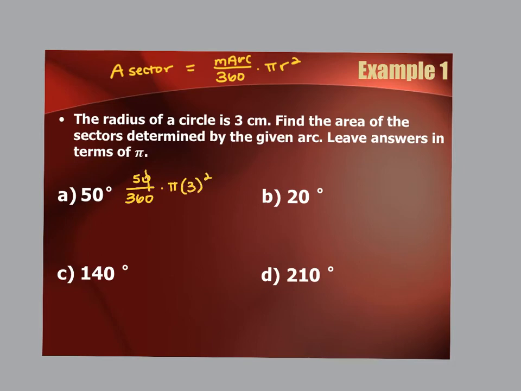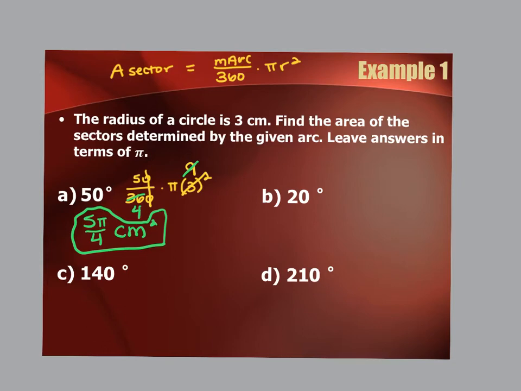I can cross through my zeros. I get 5 over 36. This becomes 9. And then I can say 9 goes into 36 4 times. And the most simplified form of this would be 5 pi over 4. And now we're talking about area, so our units are squared. That's pretty much it for this one.